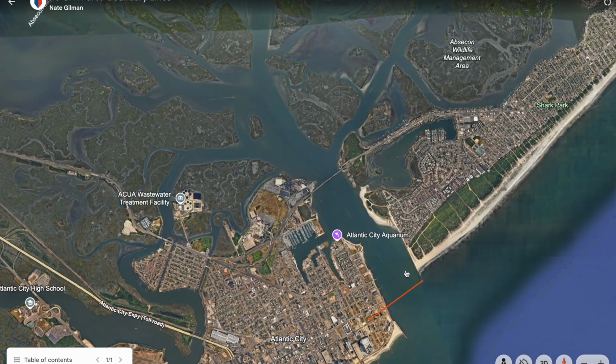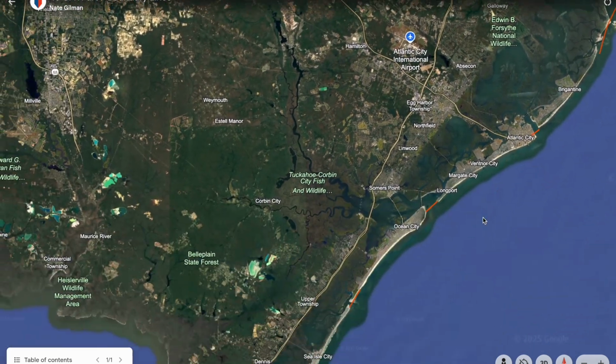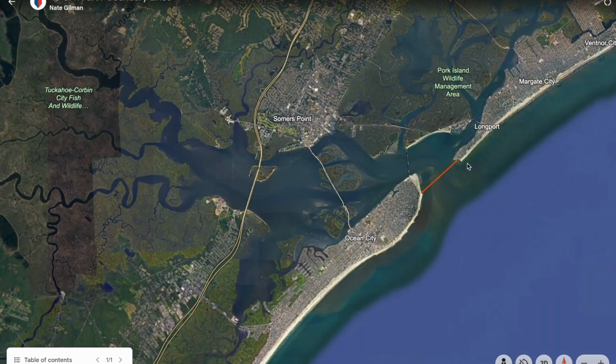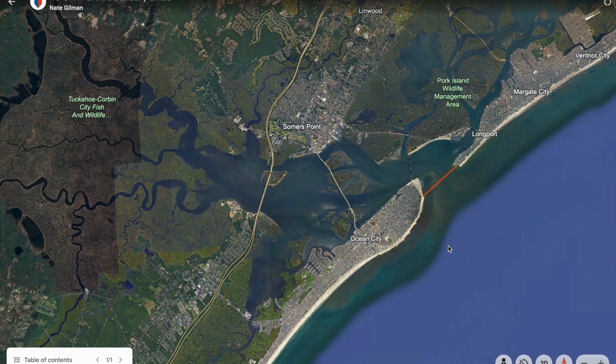Same thing down here in Atlantic City. Everything inside Atlantic City is going to be inland. Outside the breakers or the breakwater is going to be near coastal. As we continue to work our way down here, you can see the same thing. This is all inland. This is near coastal.